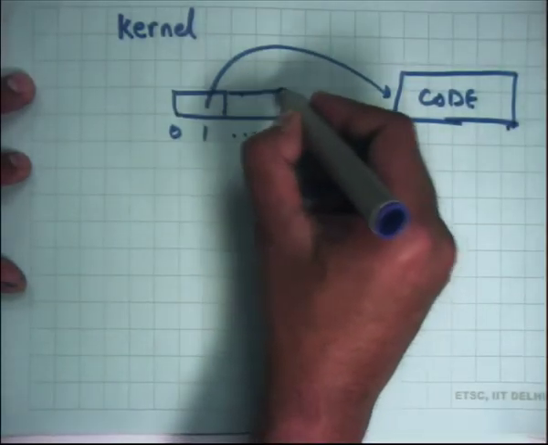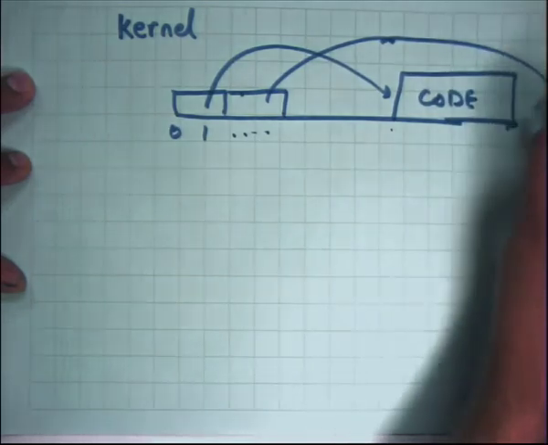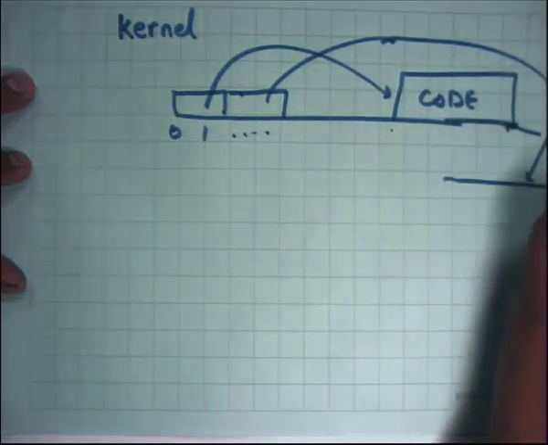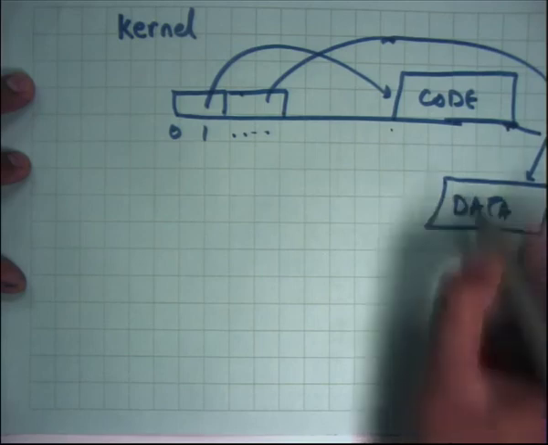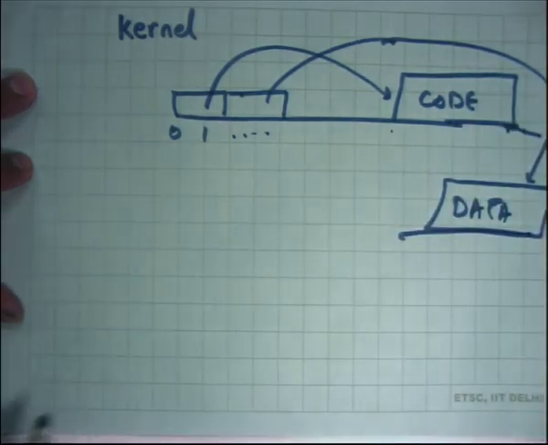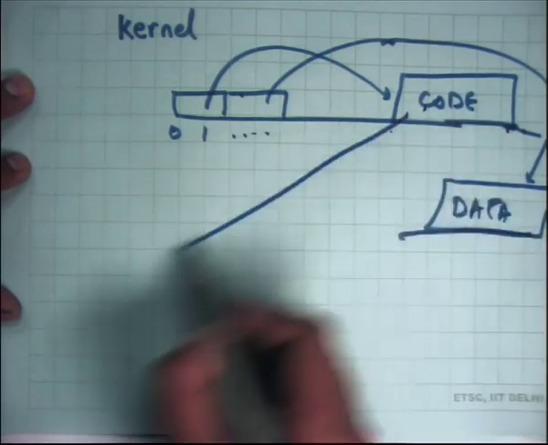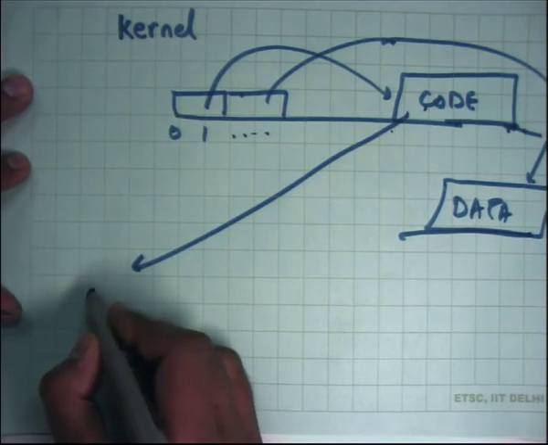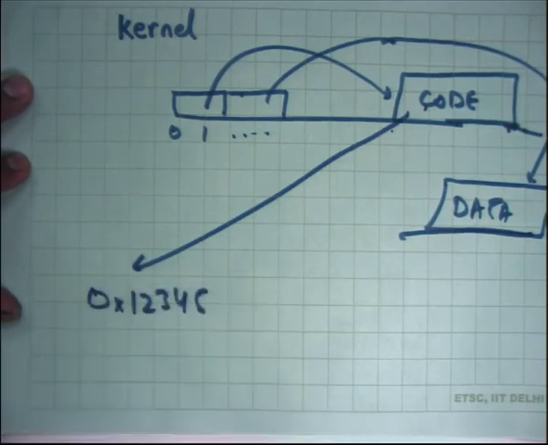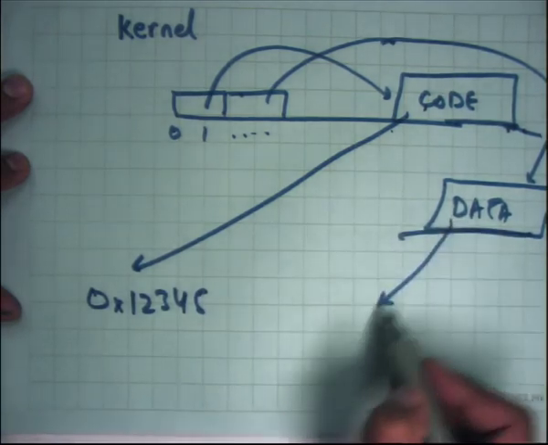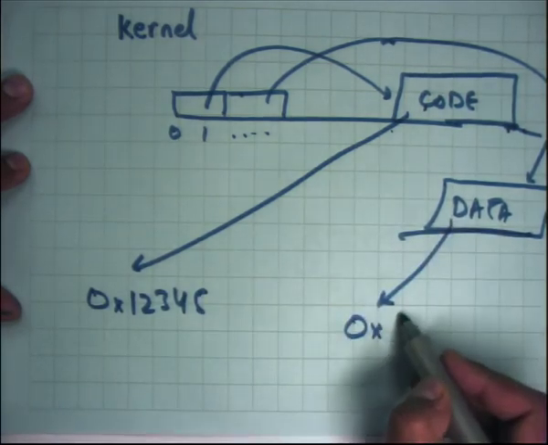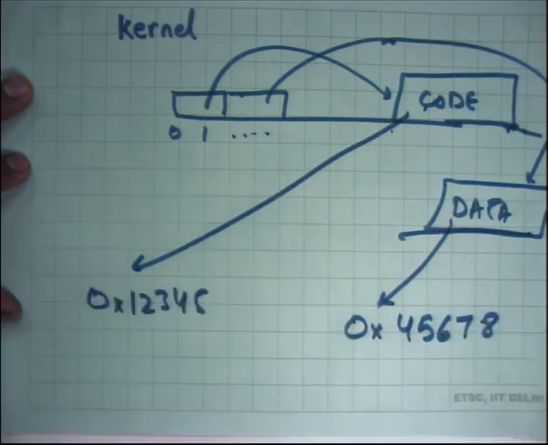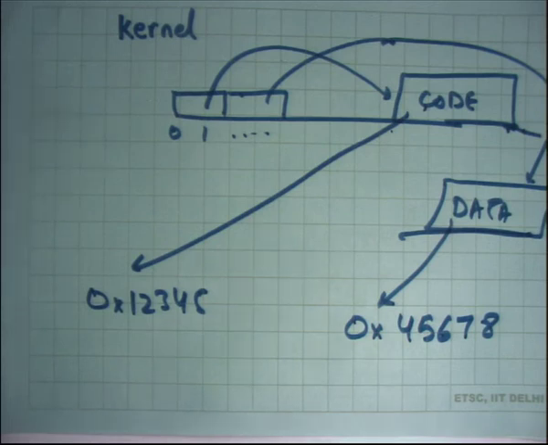And then it will say, okay, here is all your data in the file, and so on. It will also say at what address this code should be loaded. So it may say load code at address 12345, and load data at address, whatever, 45678. So it has all this information. It says here's your code, here's the data, load code at this address, load data at this address.